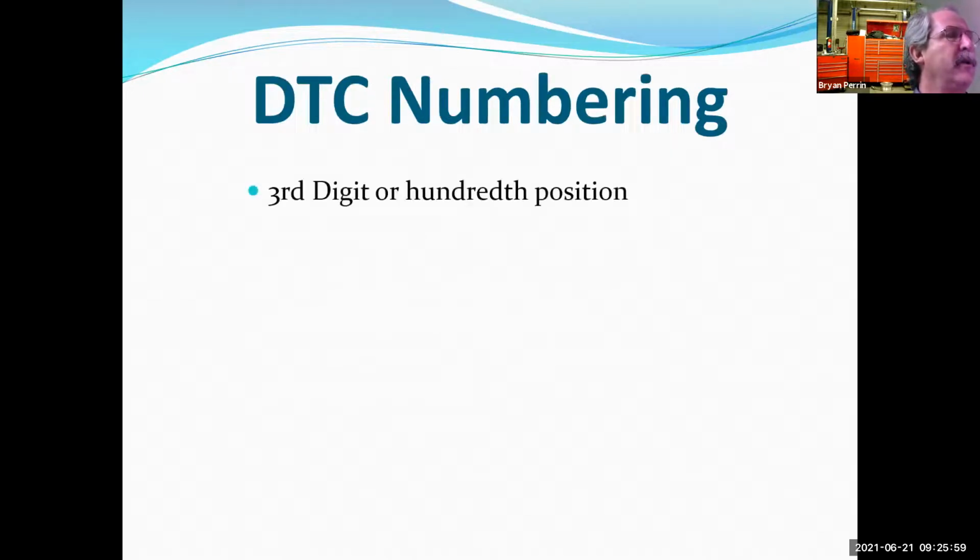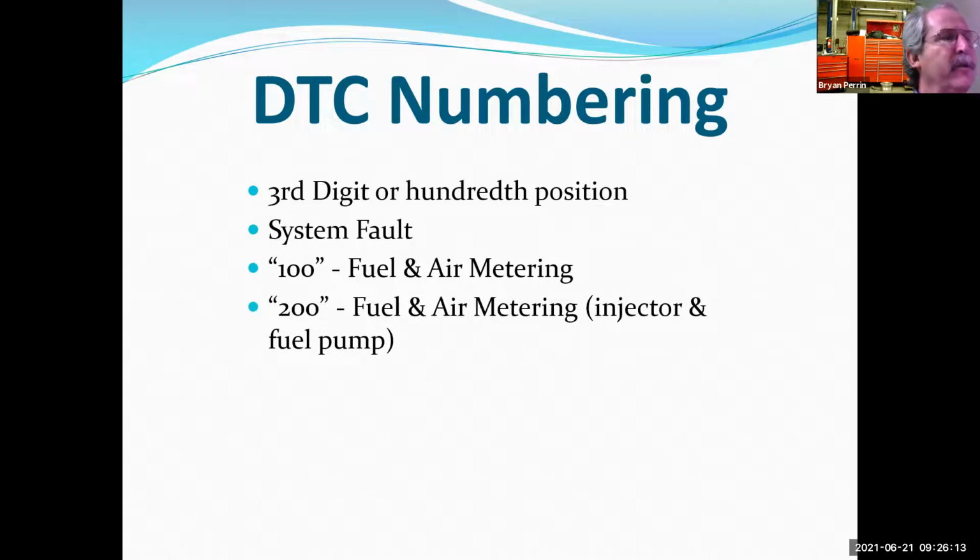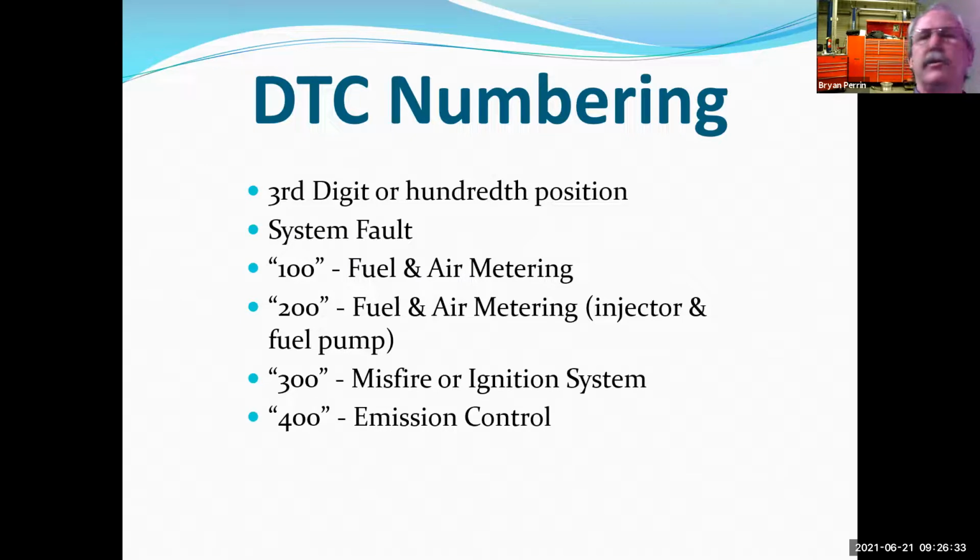So next is the third digit, the hundreds digit, and now I'm going to get into just powertrain control, which is the system fault. So 100 is air fuel metering. 200 is also air fuel metering, but the fuel side, so injectors and fuel pump. So 100s are normally my sensors or logic. 200 is normally my injectors and fuel pump controls. 300 is going to be my misfires and ignition system. 400 is my emission control system, so everything from air injection to catalytic converters to EGR to fuel evap is all in 400.